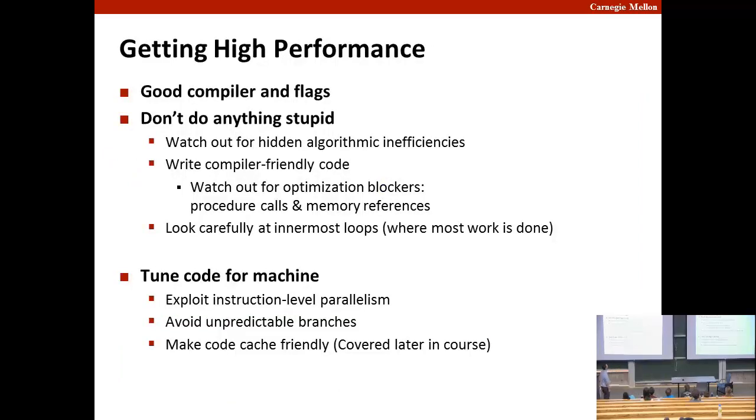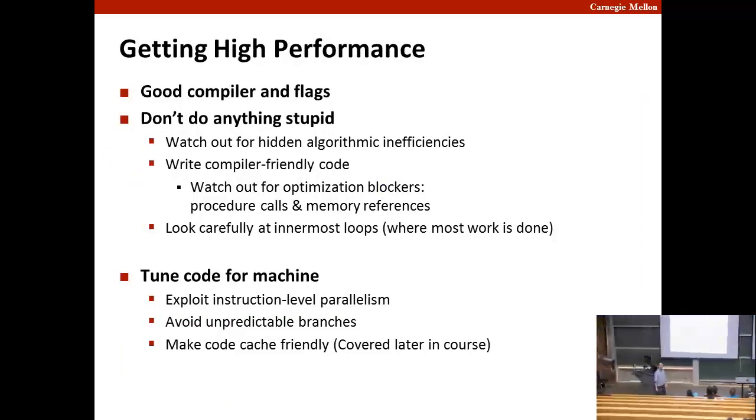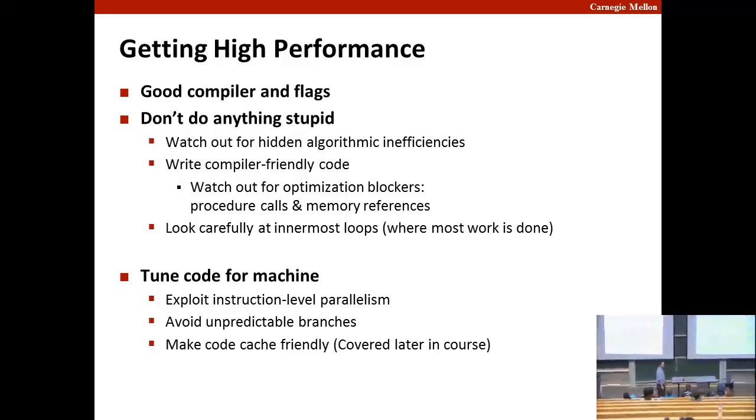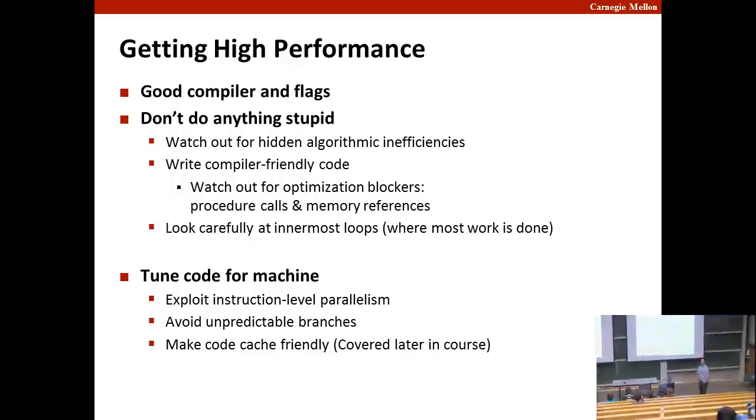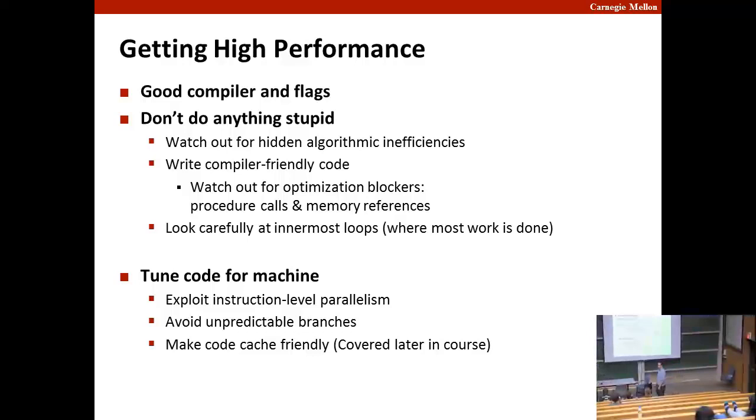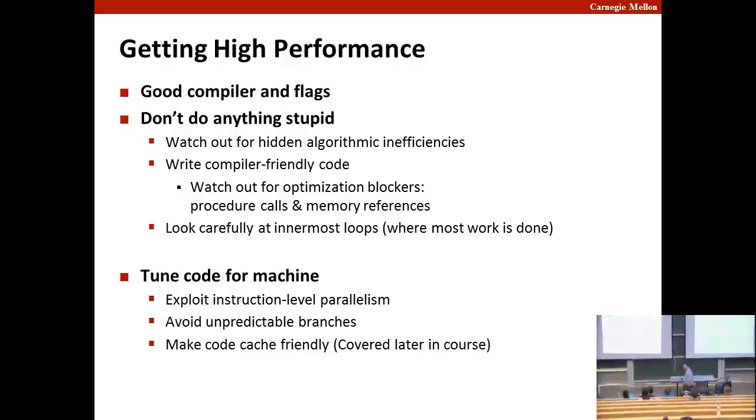So what do we need to do to get high performance? We need to have a good compiler that knows a lot of tricks. We need to ask the compiler to use those tricks, with the optimization flag. We need to avoid doing things that are silly, like picking the wrong algorithm. We need to write compiler-friendly code. That means avoiding aliasing, inlining functions where it makes sense, things like that. And we need to focus our optimization on the innermost work loops, Amdahl's law. Focus our effort on the code that's used over and over and over again.